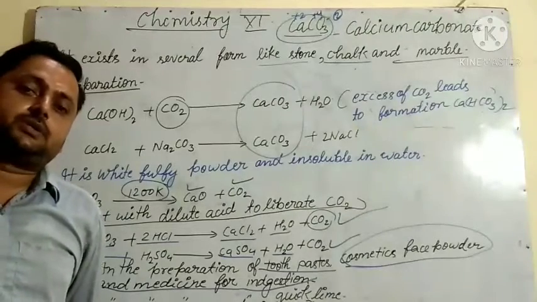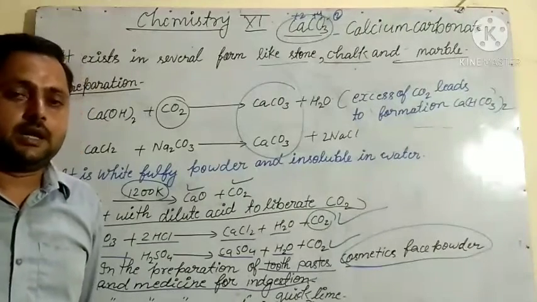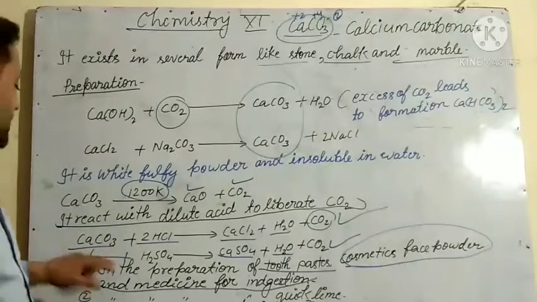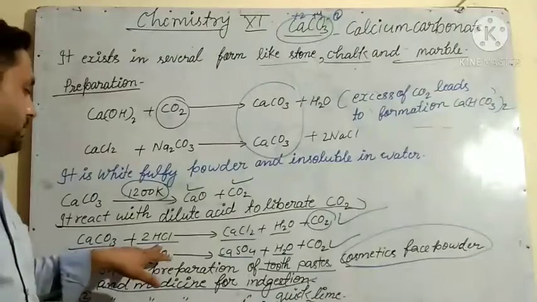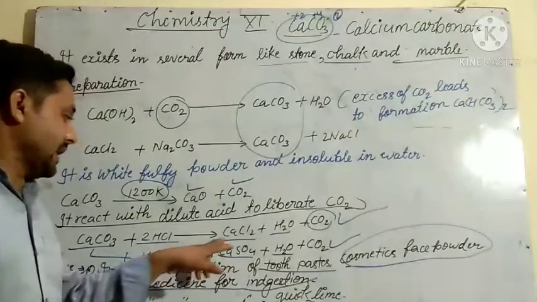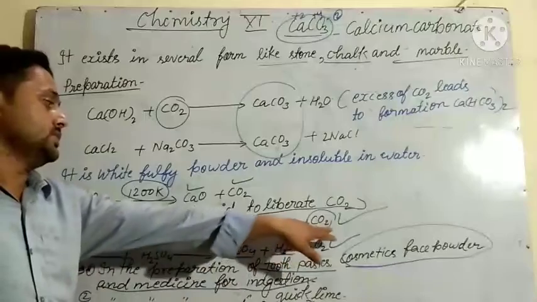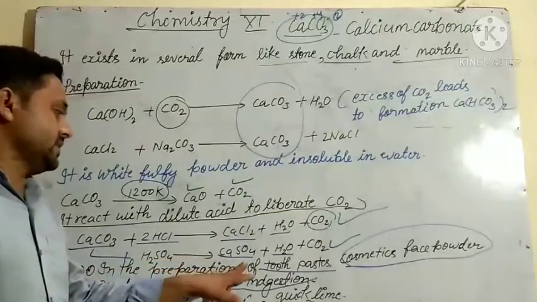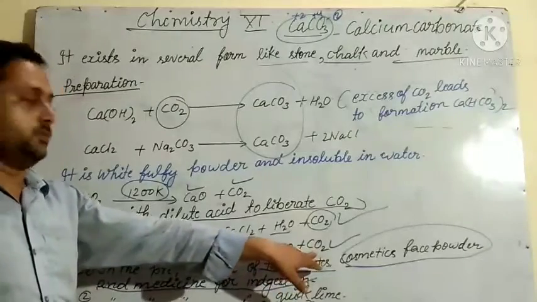It reacts with dilute acid and gives CO2, meaning it liberates CO2. These two reactions: CaCO3 plus 2HCl gives calcium chloride, H2O and CO2. Here calcium carbonate reacts with H2SO4 and gives calcium sulfate, H2O and CO2.